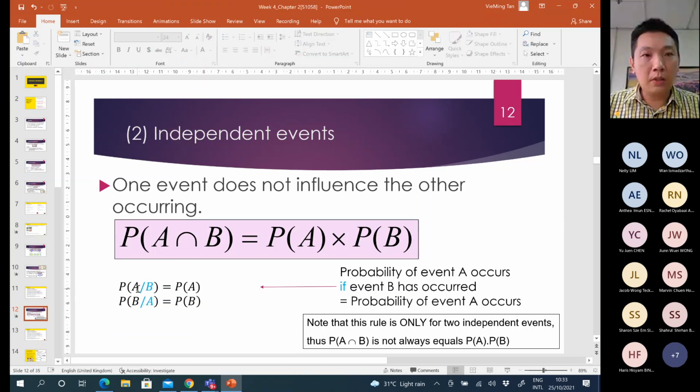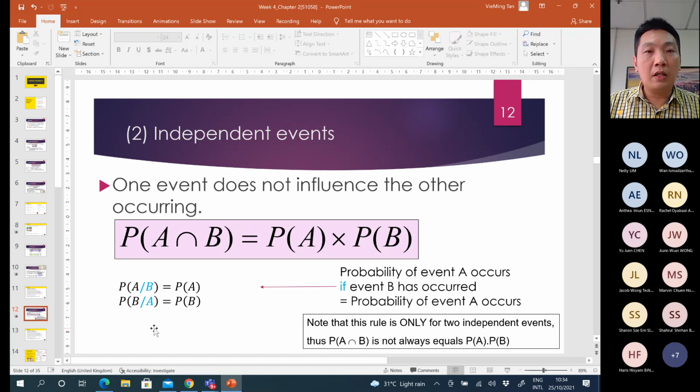So this one means probability A given that B already happened. If A and B are independent, that means B is not going to influence A, and A also is not going to influence B. So if we know that B already happened, what is the probability A given B? The formula is still equal to probability A. Why? Because A is not influenced by B. Even though we know that B already happened, the answer is still equal to probability A because A does not rely on B.